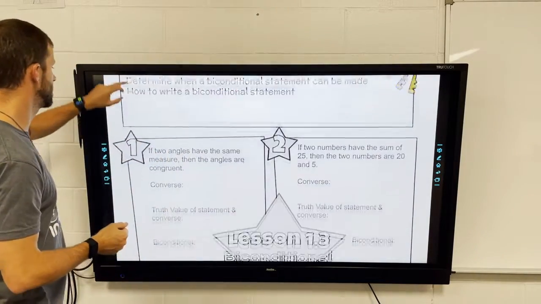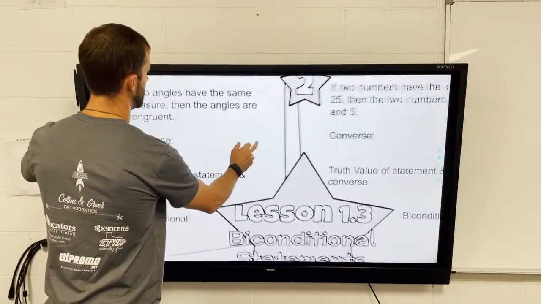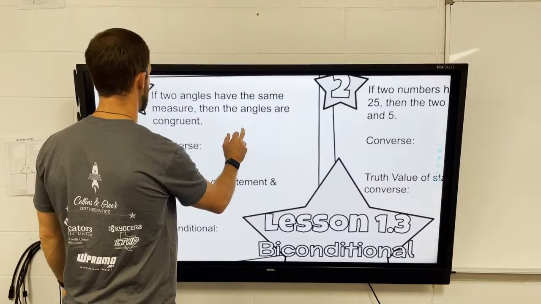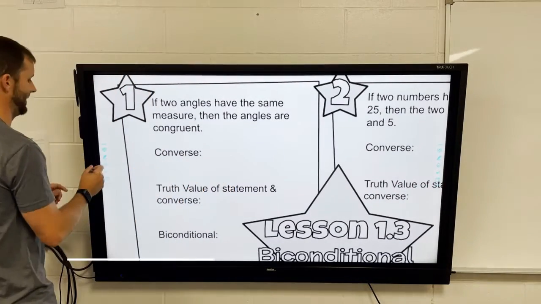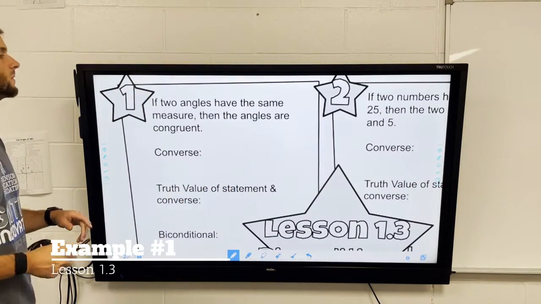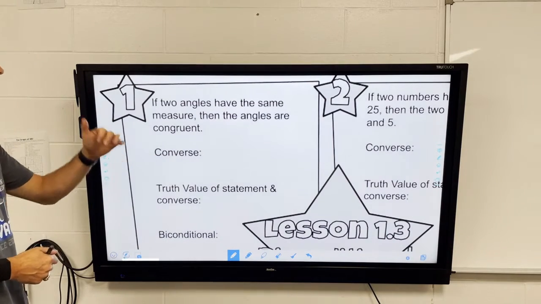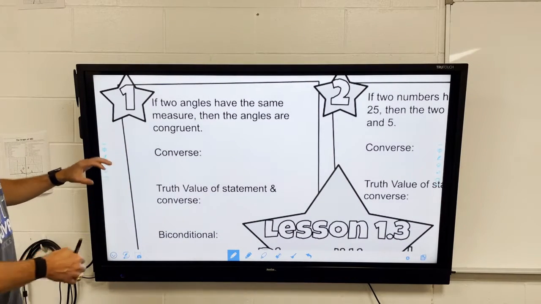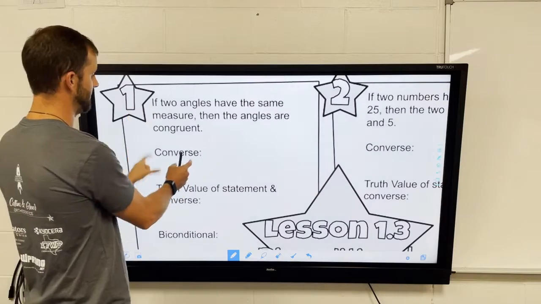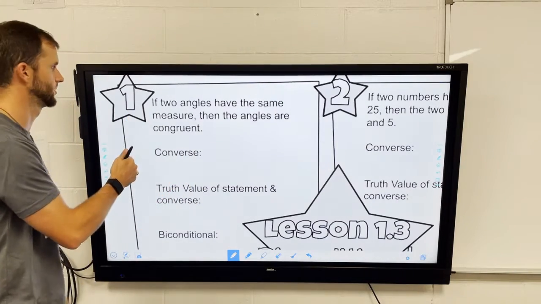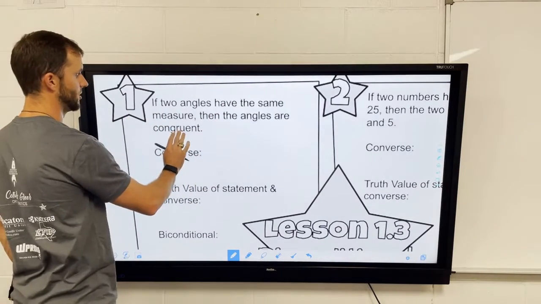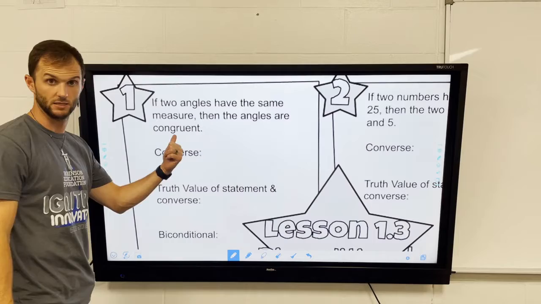So the first thing we're going to look at on number one is example number one, and I'm going to show you guys what I mean by biconditional. So here we go. If two angles have the same measure, then the angles are congruent. So that's going to be true.